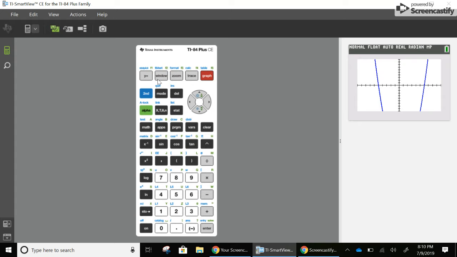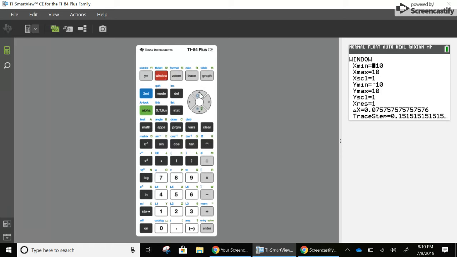So we're going to change our window view, and here's the window button right here. Click on that, and then we're going to scroll down to y minimum. Now remember, -30 is my y-intercept, so we might want to choose a number a little bit lower. Let's try -40. So I'll put -40.